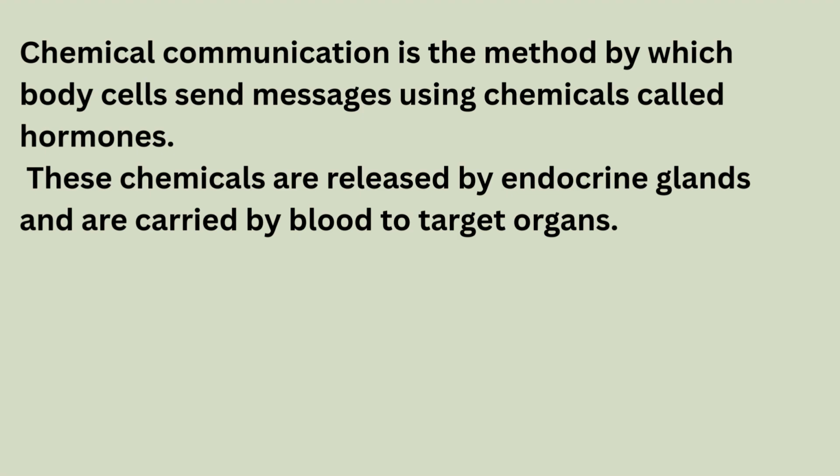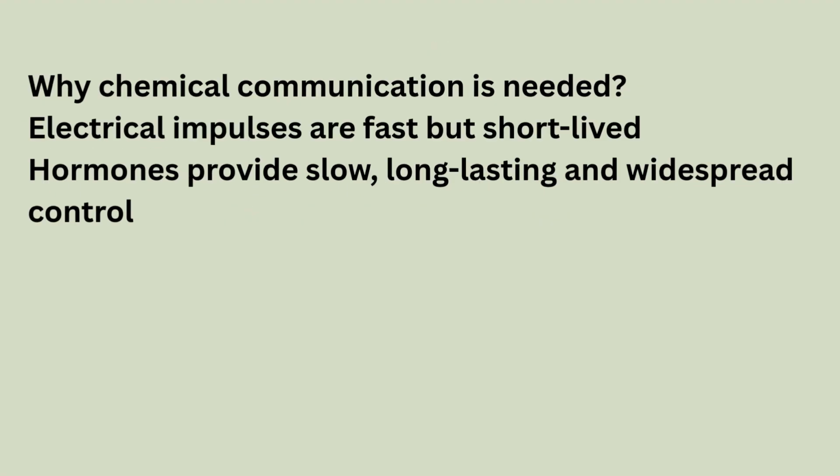Chemical communication is the method by which the body cells send messages using chemicals called hormones. These chemicals are released by which glands? They are released by the endocrine glands and are carried by the blood to the target organs. Why is chemical communication needed? Electrical impulses are fast, but they are short lived. That is why the chemical communication provided by hormones is needed. They are slow, long lasting, and achieve widespread control.